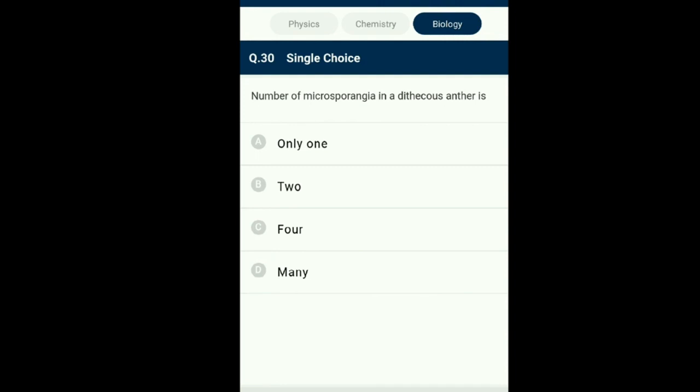Microsporangium is the structure found in the anther where pollen grains are produced, which is surrounded by multiple layers of tissues. Each lobe is the site for production of pollen grain. Each lobe of the dithecous anther consists of two microsporangia. So the answer is option C. There are 4 microsporangia in a dithecous anther.